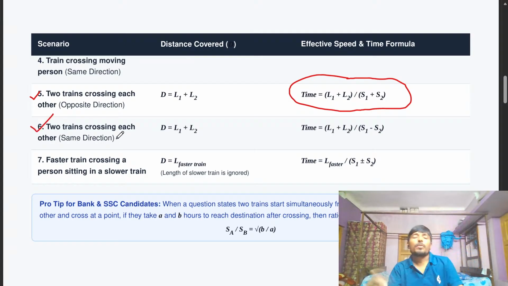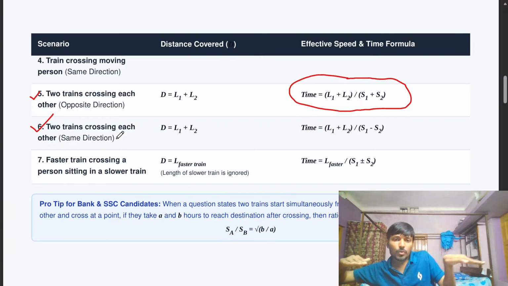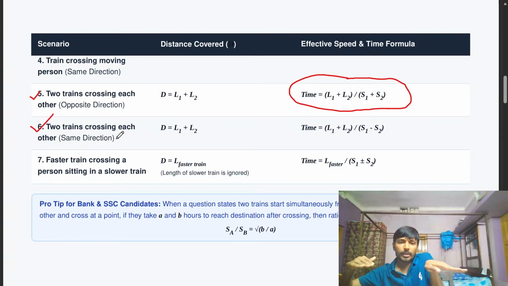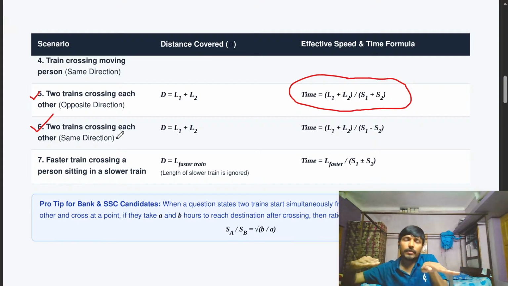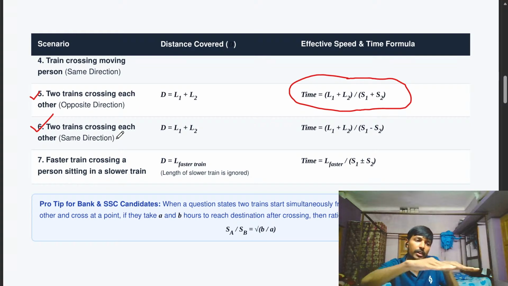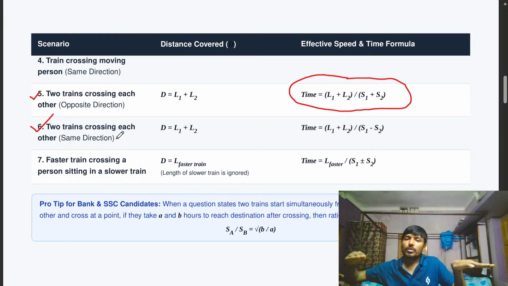Now we are moving to case number 6. Two trains crossing each other in the same direction. Like if a train is going 30 km per hour in this direction and another train is going 50 km per hour in the same direction, after some time it will touch here, it will come here.